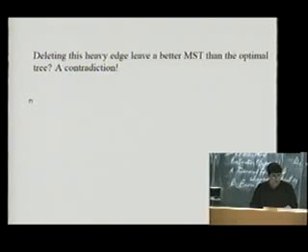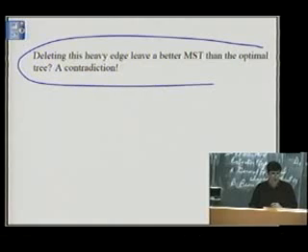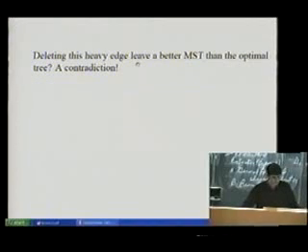Deleting the heavy edge from that augmented tree, the tree plus my edge, gives me a better spanning tree, and this is a contradiction. Any questions about that? Okay? This is why minimum spanning tree is correct. Okay? Any questions? Kruskal's algorithm is correct. Any questions? Okay, good.